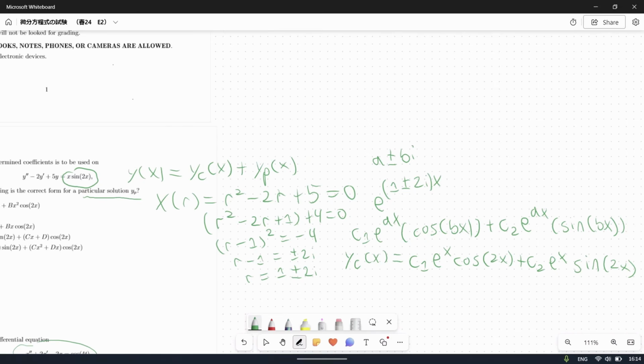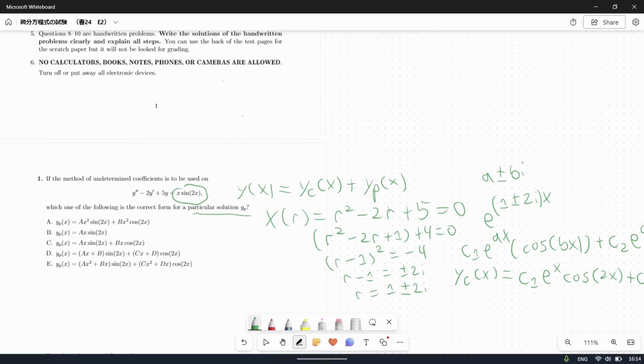Now what I'm going to do for the particular solution is I'm going to completely focus on this x sine of 2x term here, because that's what we care about now.